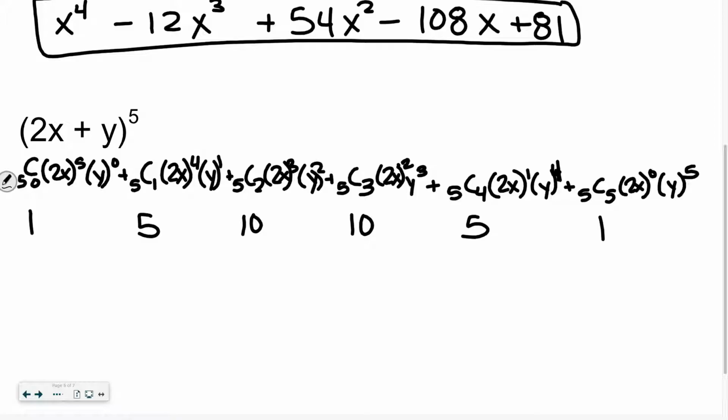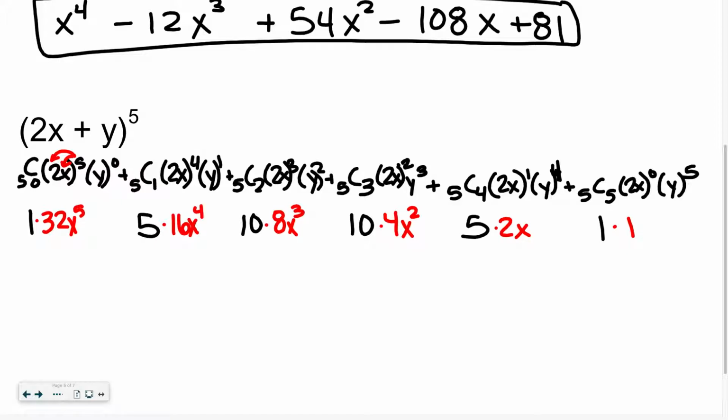And then for the 2x terms, okay, remember 2x raised to the 5th means 2x times 2x times 2x times 2x times 2x. So not only does x get raised to the 5th, but so does 2. That would be 32x to the 5th. And then 2x to the 4th would be 16x to the 4th, 8x cubed, 4x squared, 2x, and 1. Okay, so don't forget about that.